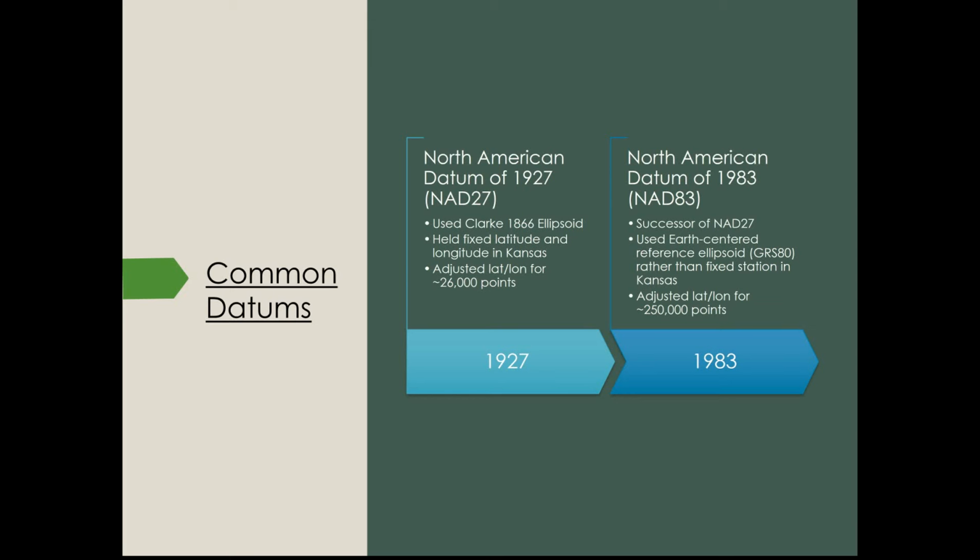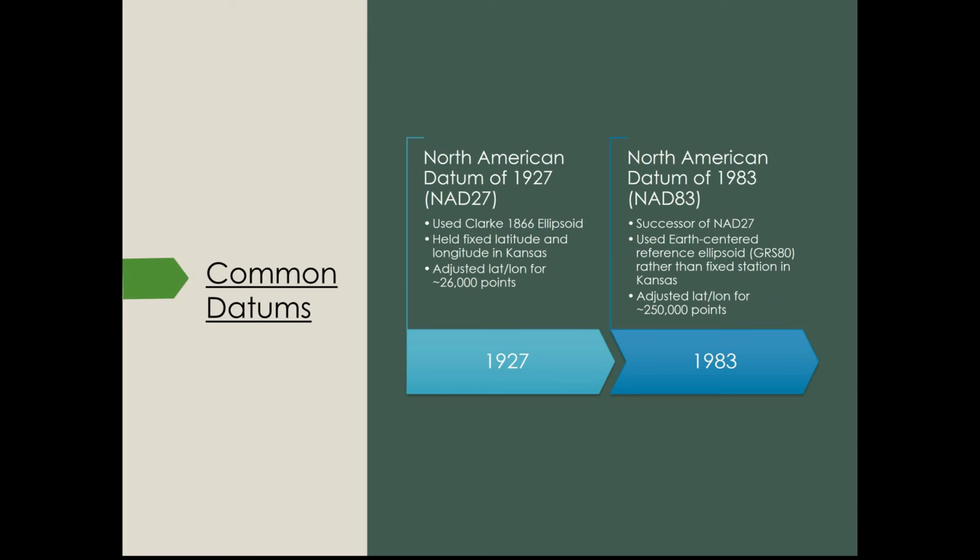So there are three common datums that you will use in GIS. The first datum we will discuss is the North American Datum of 1927, also referred to as NAD27. The NAD27 datum is based on the Clarke 1866 ellipsoid, which holds a fixed latitude and longitude in Kansas. The locations were adjusted based on about 26,000 measurements across North America. Quite a bit of GIS data is still available in NAD27.